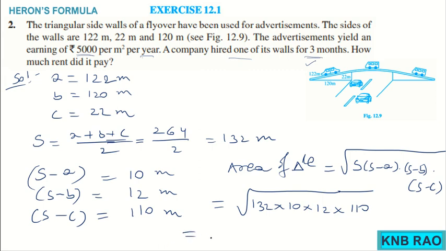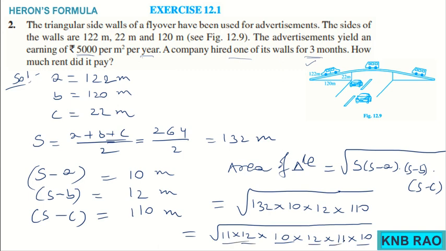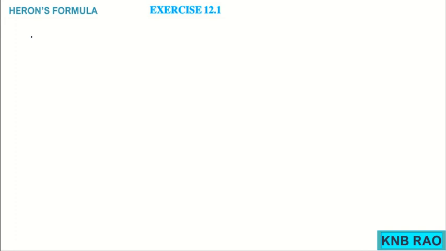Now, simplifying it. See children, 132 I will write it as 11 into 12, 10 into 12 into 110 I will write as 11 into 10. Now watch, there are 2 10s, 2 12s and 2 11s. That means in the next step, area of a triangle is 110, 11, 12 will come out. That means 1320 meter square.